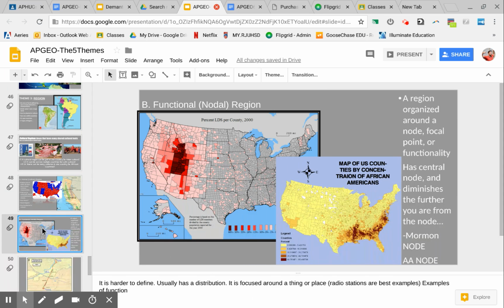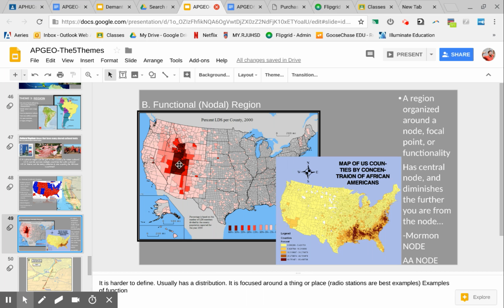The second type of region is what's called a functional region, or you've heard me use the term nodal. I like nodal better because it helps to remember. But it's any region organized around a node or focal point, or a functionality, and we'll get into that in a second. It's a little harder to define, and it usually has a distribution. Notice how there's more here and less here, but it's focused around a thing or a place or a node. In this case, we're going to call this the Mormon region. So this is the region of Mormons, and you can see that it's focused around Salt Lake City, but it extends out beyond different states.